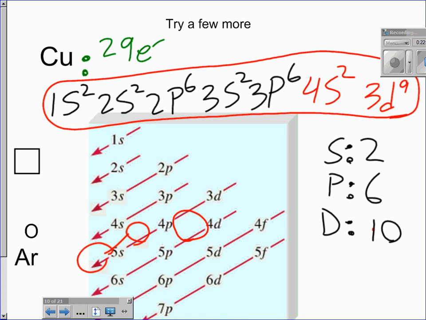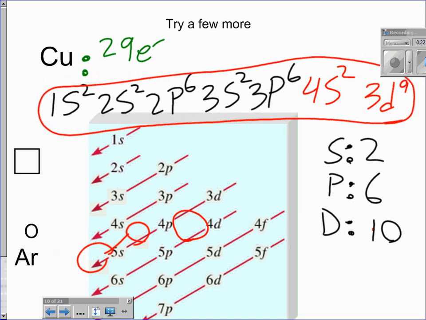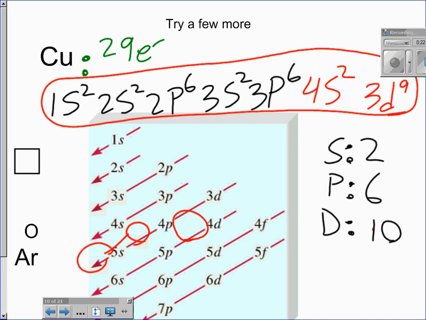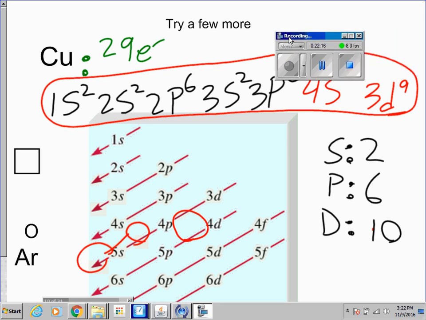And then our next lesson will be how does this big, long electron configuration show us how reactive or non-reactive an atom is. And we are done.